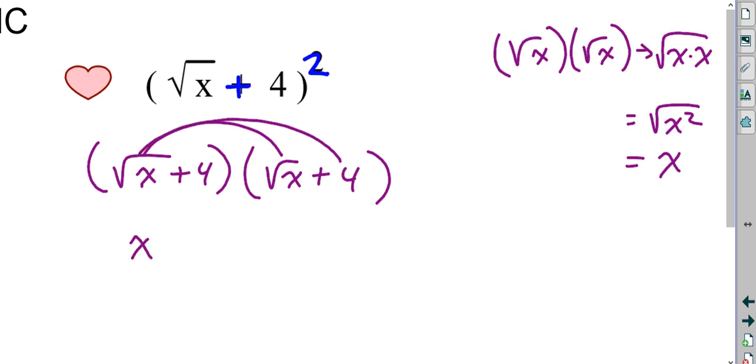Square root of x times 4 is 4 root x. Then we distribute the 4. 4 times root x is 4 root x.